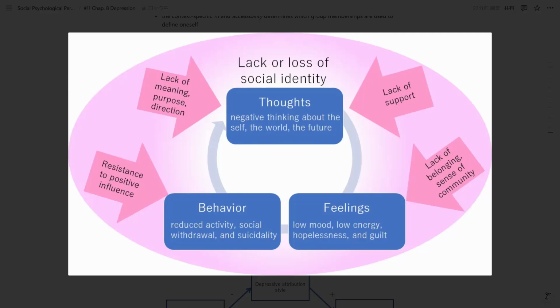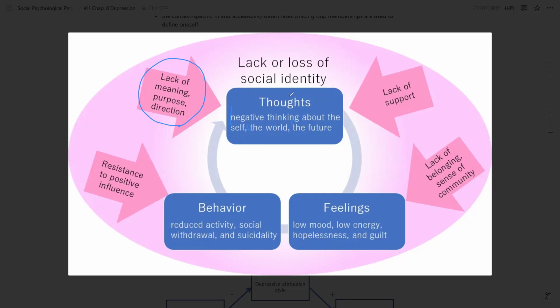When people lose their social identity, they would experience a lack of meaning, purpose, and direction. They would be unsure what to do with their life, in which way they should lead their life, if they lose their social identity. And such a lack of meaning, purpose, and direction would induce negative thinking about self, the world, and the future. Losing social identity is also closely related with a lack of support, losing social support.